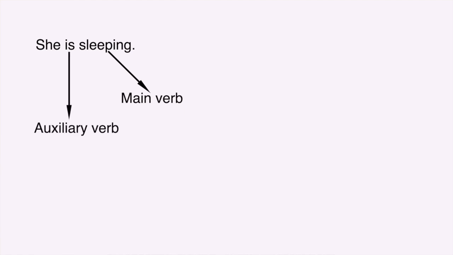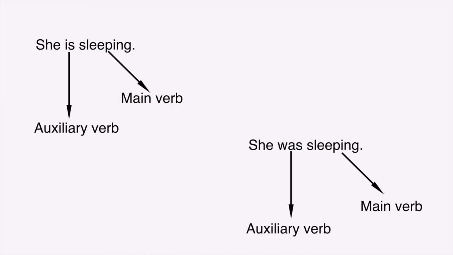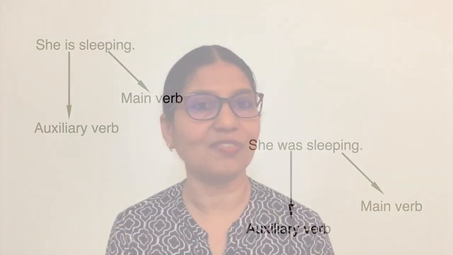In the first sentence you have, she is sleeping. Sleeping is the main verb and is is the helping verb or auxiliary verb. And this helping verb indicates that the action takes place now, in the present time. But in the next example you have, she was sleeping. Here again sleeping is the main verb but was is the helping verb, and it's clear that the action took place in the past. Thus, helping verbs is and was help to indicate the time of the action.